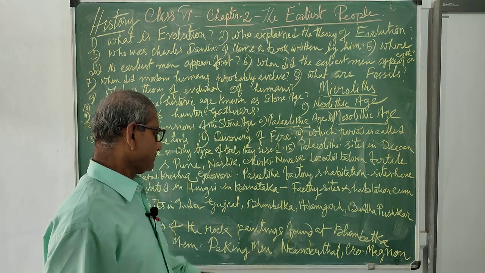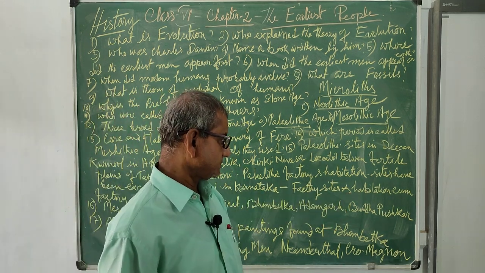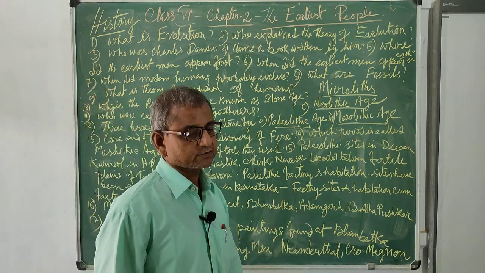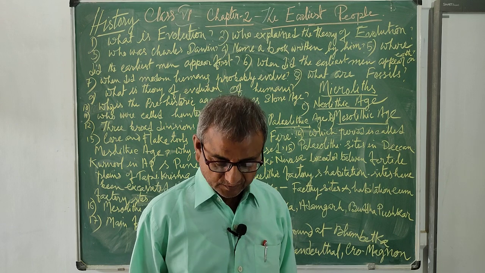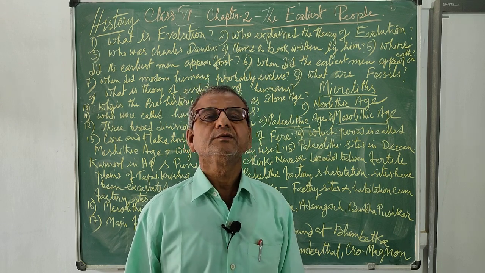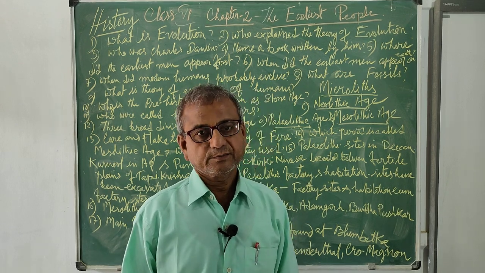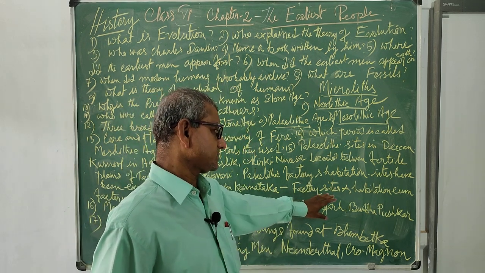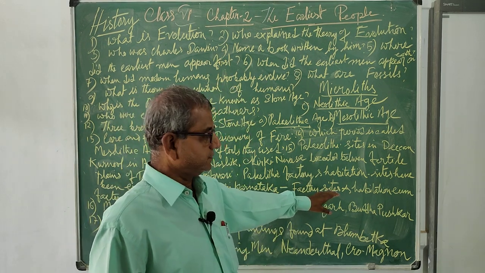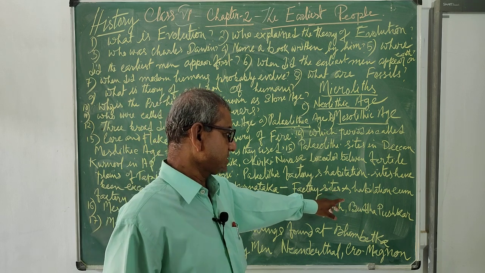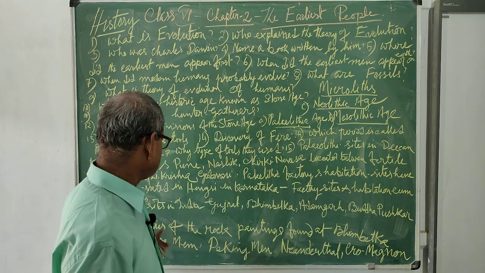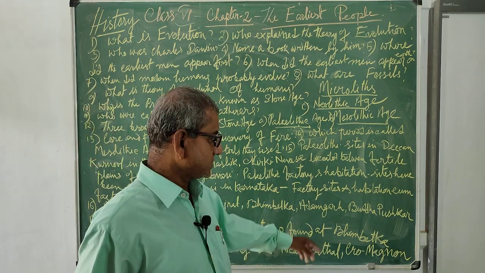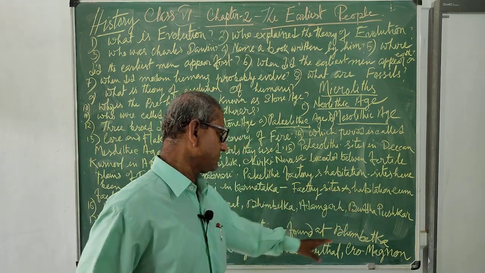Now, what are factory sites and habitation-cum-factory sites? Factory sites are where early man used to prepare tools, and these have been found in India in several places. Habitation-cum-factory sites are where the remains of animals and artifacts have been found. These places were known as habitation-cum-factory sites.